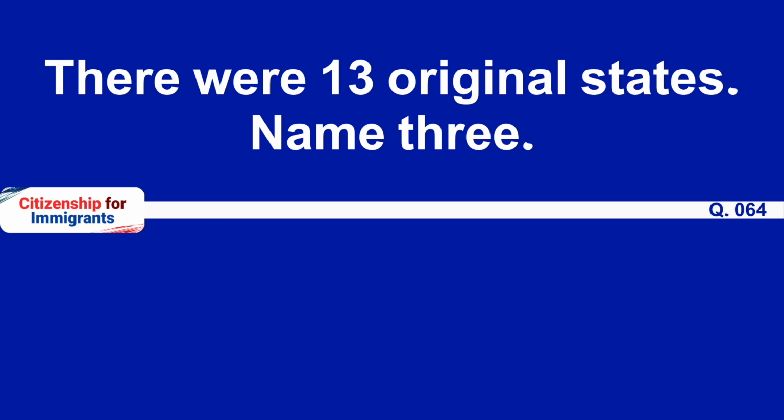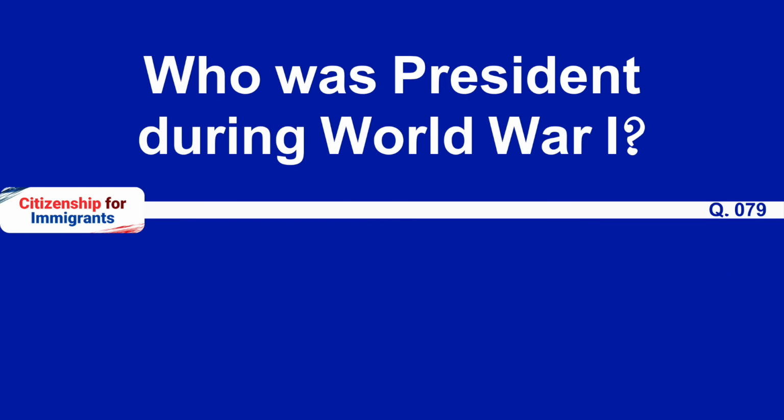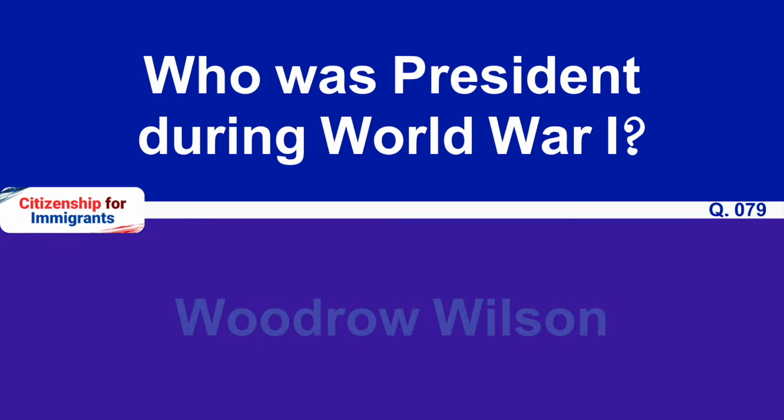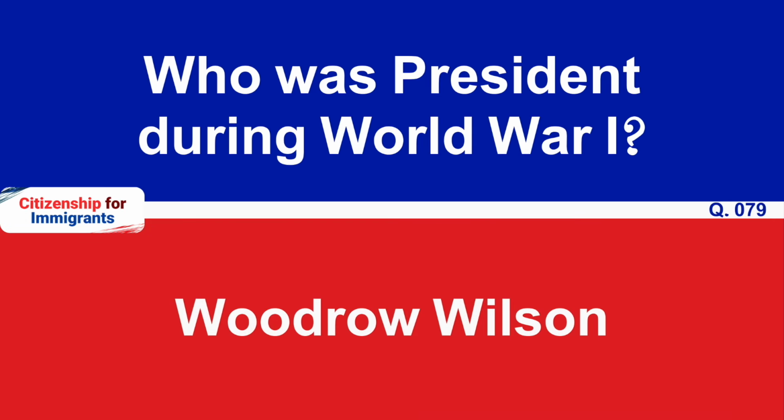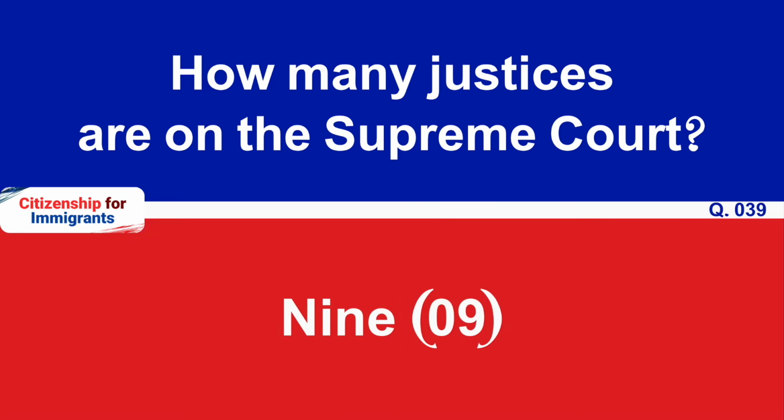There were 13 original states. Name 3. New York, New Jersey, and Pennsylvania. Who was president during World War I? Woodrow Wilson. How many justices are on the Supreme Court? 9.